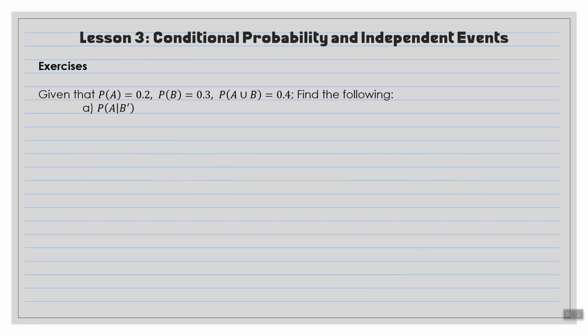Given that the probability of A is 0.2, the probability of B is 0.3, the probability of A union B is 0.4, find the following. The first thing they want us to find is the probability of A given B dash.